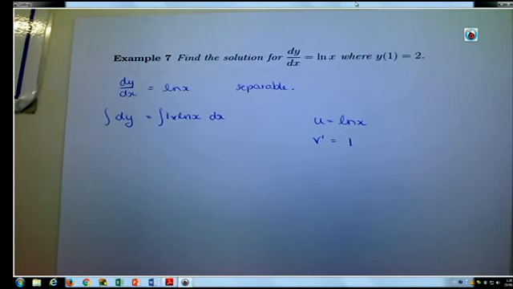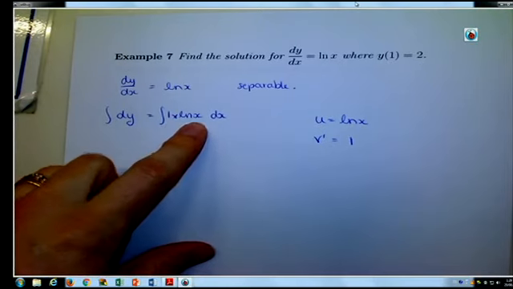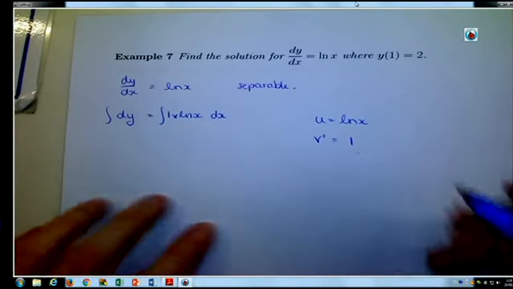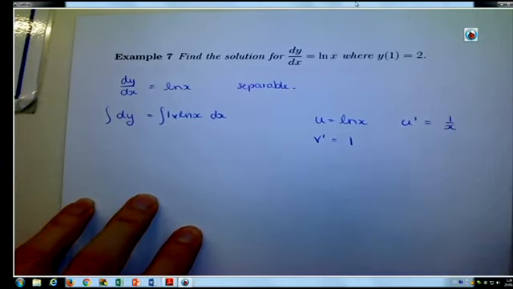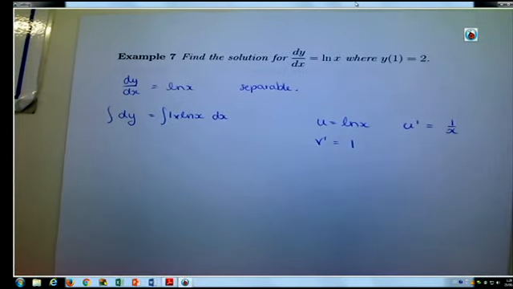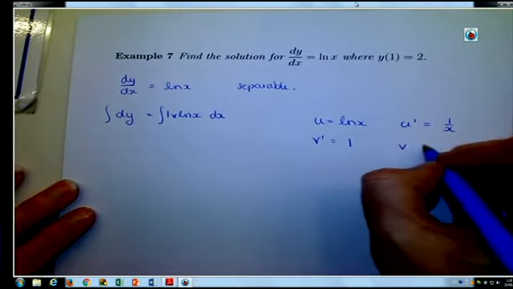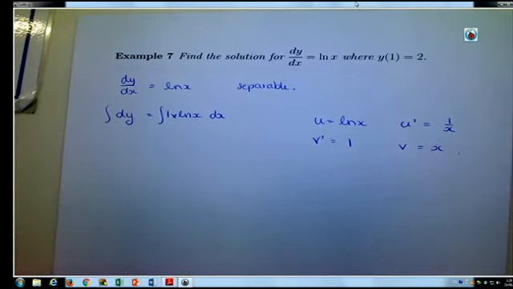Okay, so this is how we do a log. You can't integrate a log by itself. If you're going to integrate it, you have to use integration by parts, and this is how you do it. We can differentiate it. We are mathematicians. We know how to differentiate a log. And we can integrate 1 to get an x.